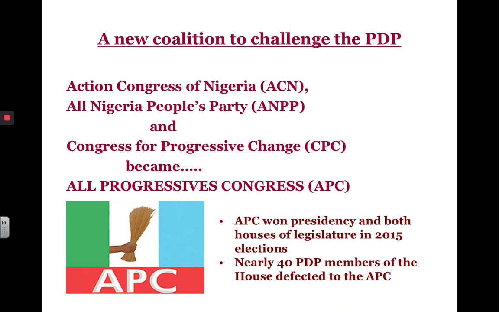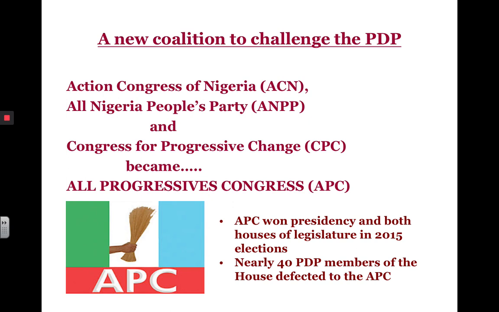After that, there came to be a new coalition. You need to know this for sure. The All Progressives Congress was the party that was born, and it was the three major opposition parties who did come together. Again, not natural bedfellows, all of them for sure, but you had the Action Congress of Nigeria, the All Nigeria People's Party, and then the Congress for Progressive Change. They banded together essentially to defeat the PDP.